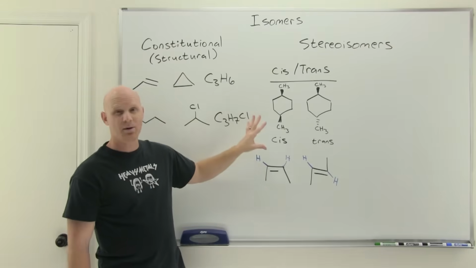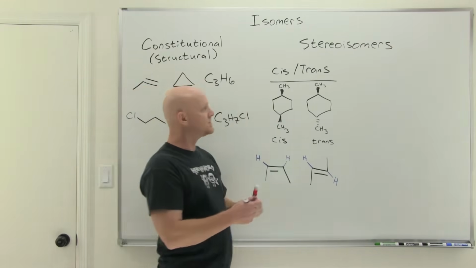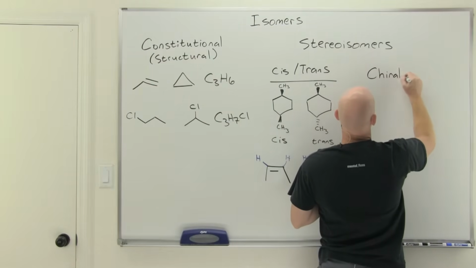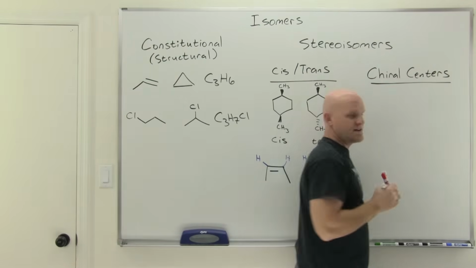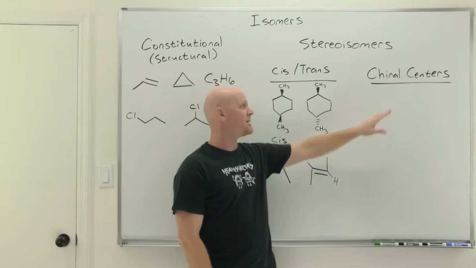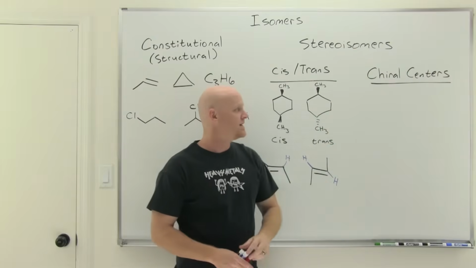Okay, so that's cis-trans isomerism, and this is not super new. But the next part is going to be a little bit new, and these are isomers that have what are called chiral centers. And this, again, we're kind of whittling our way to the most important part of the chapter, and this chapter really is going to center a lot around these chiral centers.